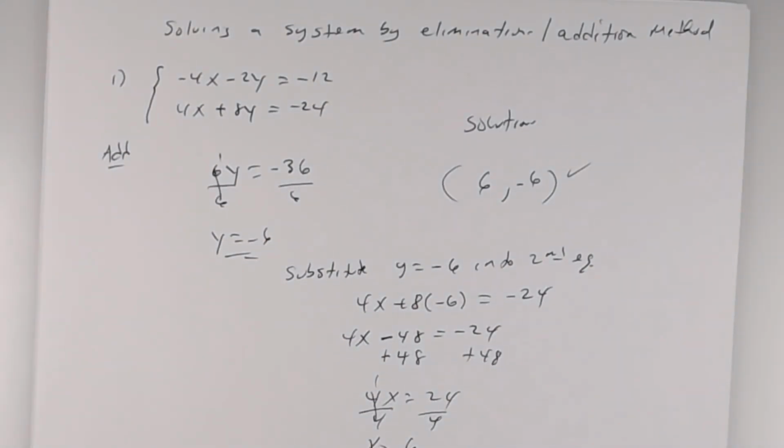All right. So the idea behind elimination is that at some point you want the coefficients of either the x's or the y's to be opposite, and you add them up, solve for the variable, go back, substitute, and you get your x. So we'll do a couple more next time.